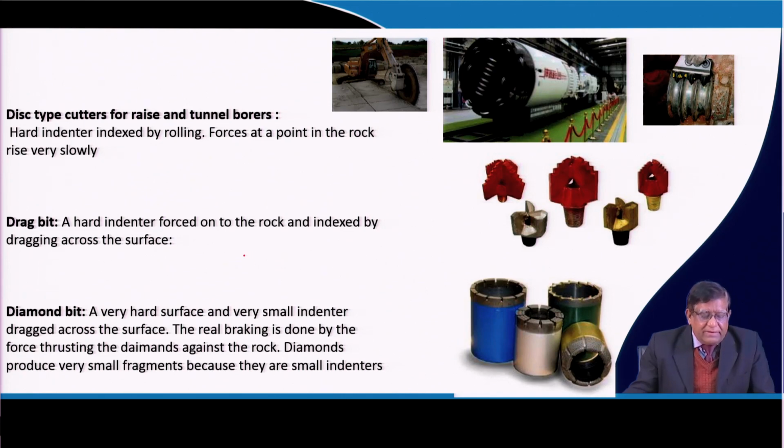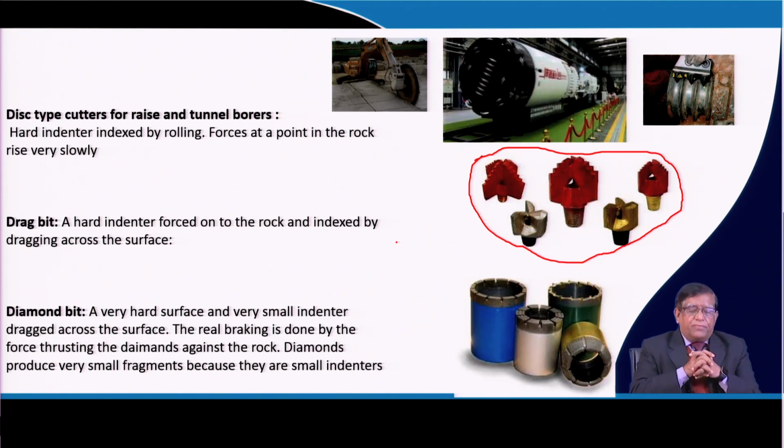There is a drag bit. The bits you are seeing over here are all our drag bits. That is a hard indenter forced onto the rock and indexed by dragging across the surface. Now, indexing is exactly how it rotates; at that time its cutting point is changing, and that is why it is going to cut. So, the tip of this one, when it is rotating, will be shearing the part of the rock. That is how the drag bit will interact.